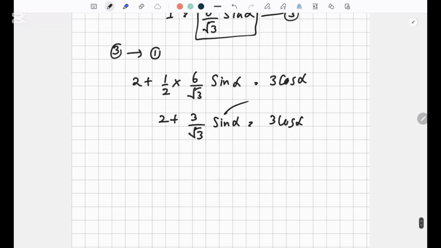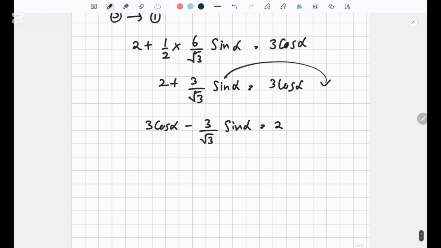So let's take this onto this side. So that's 3 cos alpha minus 3 root 3 sine alpha equals 2. Okay, now see, solving this trigonometric equation is a bit, it's not hard. I don't say it's hard, but it's a bit tricky, right? Because it's not in a quadratic format, it's not in any format, right? It's just cos alpha and sine alpha.